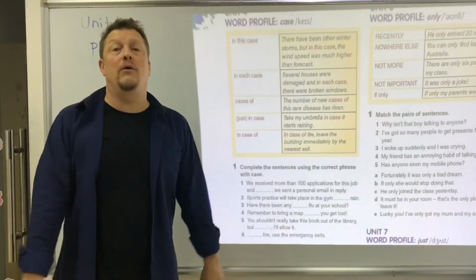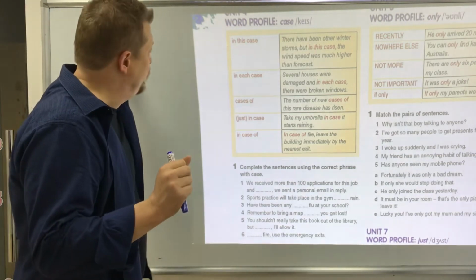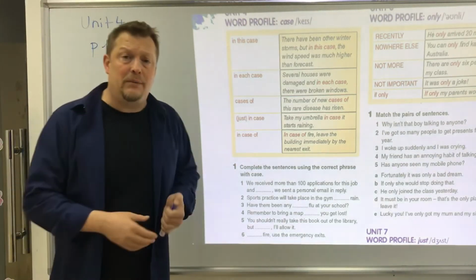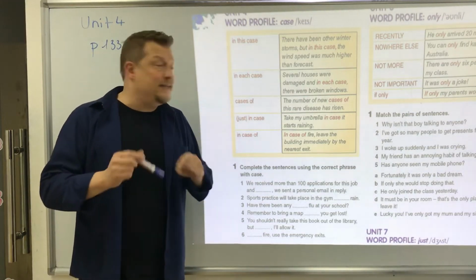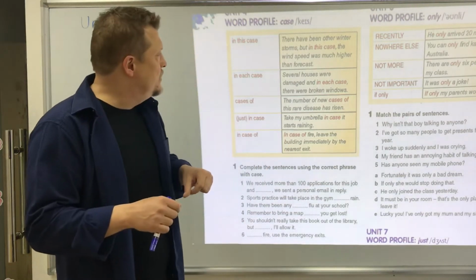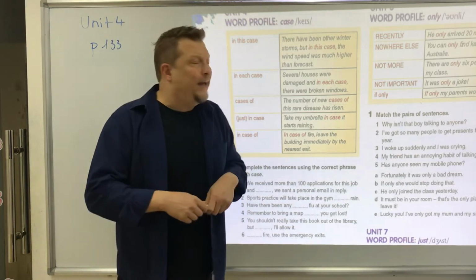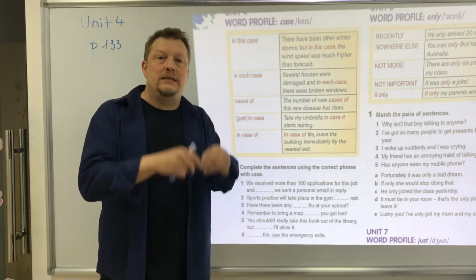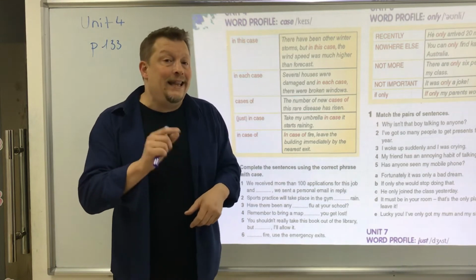Let's have a look. We're now on page 133 at the back of the book, student book still. We have some more examples. Let's see if they help us understand. In this case, there have been other winter storms, but in this case, the wind speed was much higher than forecast. So in this case, this time, in this situation, this winter storm, not the others, okay? In this case.